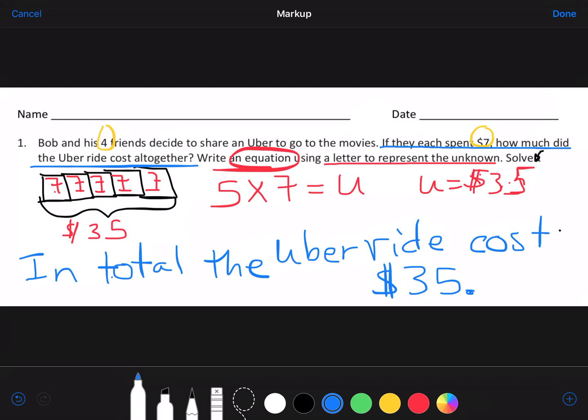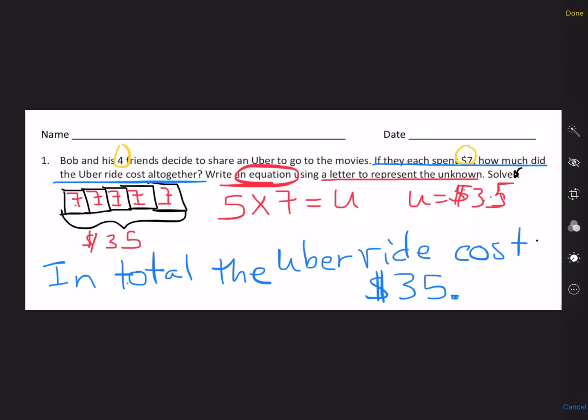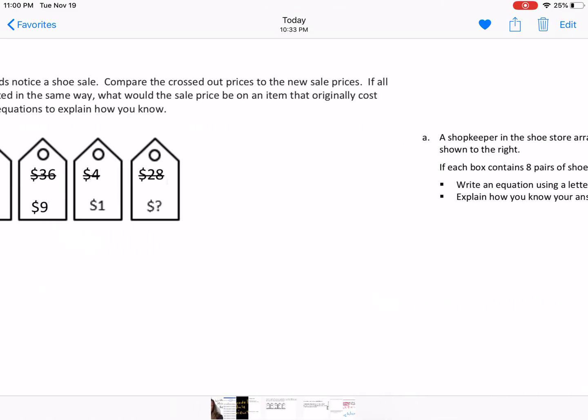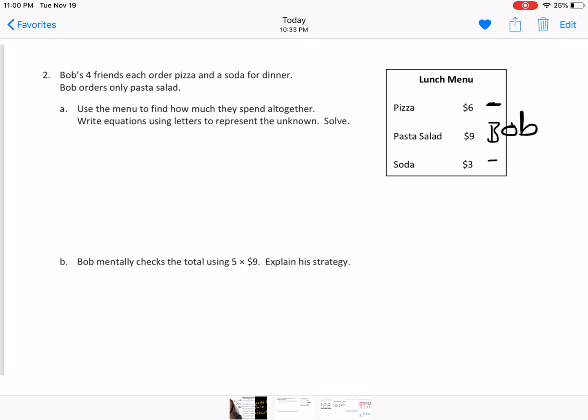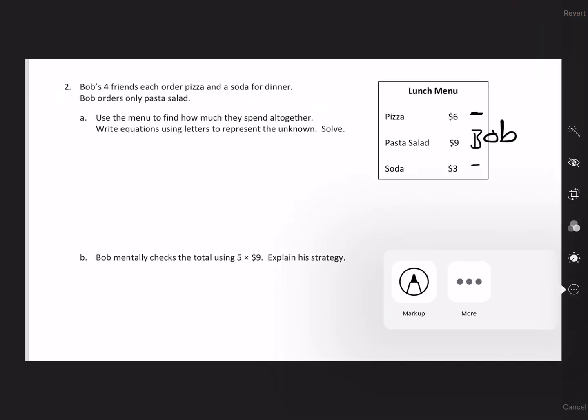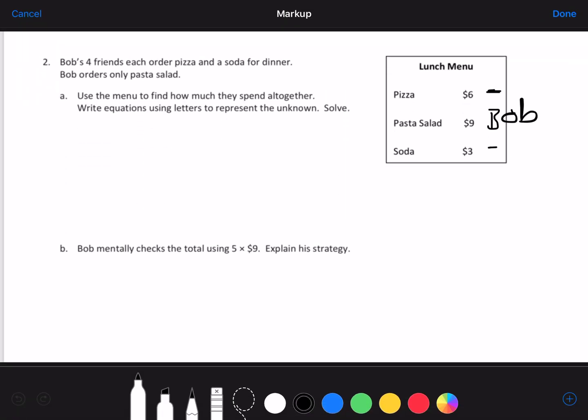Always good to pause, reread, make sure you understand how we got there. Watch the video again if you need to. Let's go to number 2. All right, number 2's back here. Bob's 4 friends each order pizza and a soda for dinner. Bob orders only pasta salad. Use the menu to find how much they spend altogether. Write equations using letters to represent the unknown.